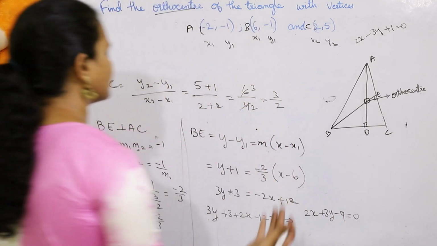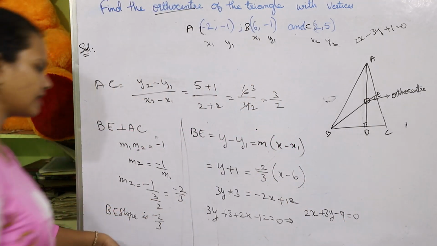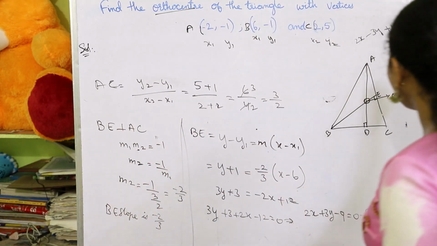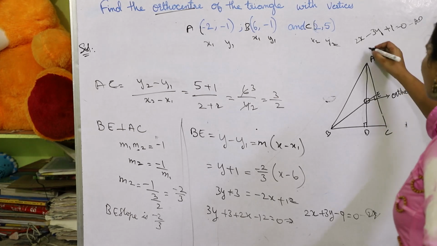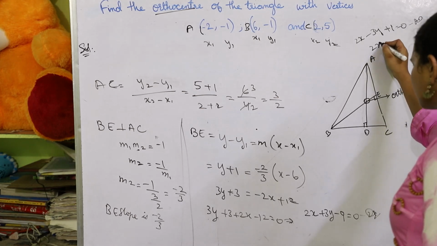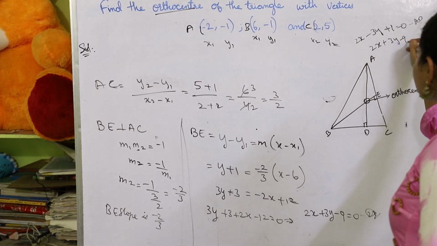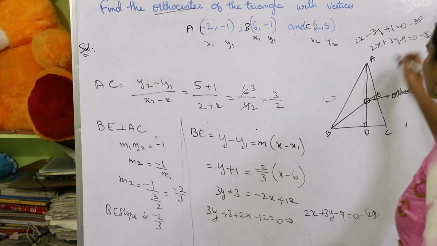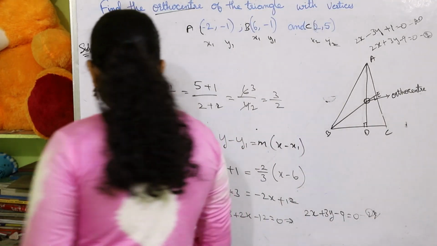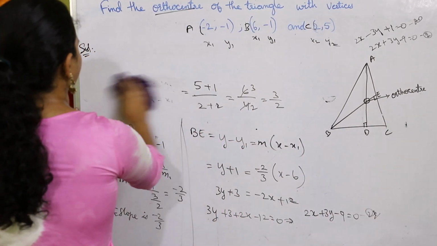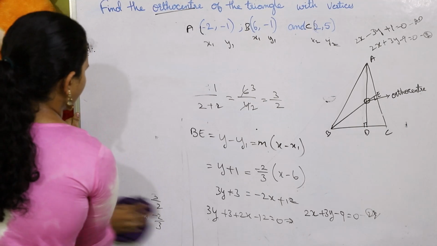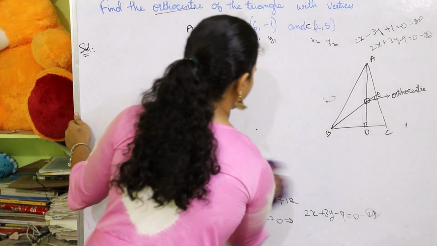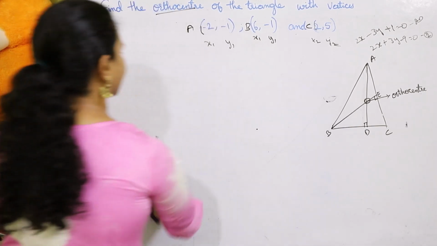This is the second equation, the equation for BE that I got. So I got the equation for AD, and this is the BE equation: 2x plus 3y minus 9 is equal to 0. So this is the second equation, or equation number 2. Clear? Now what to do? Solve equation 1 and equation 2 by subtracting.